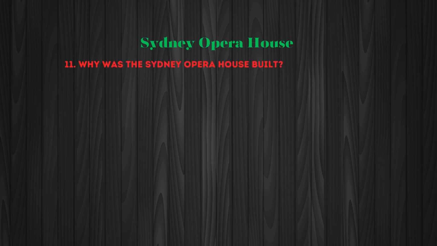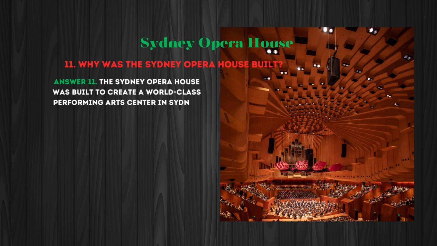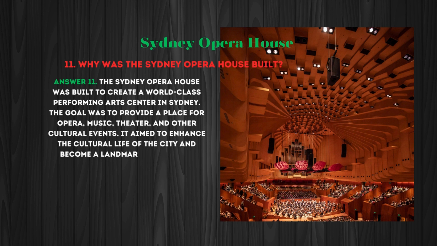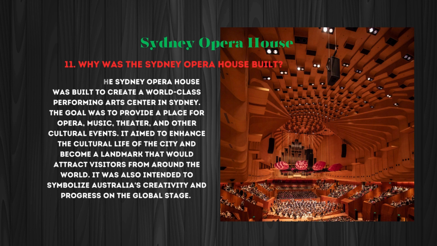Why was the Sydney Opera House built? The Sydney Opera House was built to create a world-class performing arts center in Sydney. The goal was to provide a place for opera, music, theater, and other cultural events. It aimed to enhance the cultural life of the city and become a landmark that would attract visitors from around the world. It was also intended to symbolize Australia's creativity and progress on the global stage.